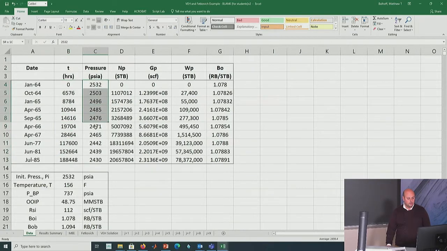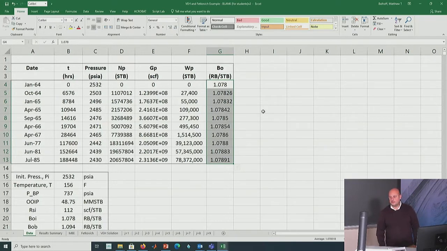The pressure is given. Again, that's most likely from pressure gauges and wells, maybe an average of different wells if there's more than one. And then we have the oil, gas, and water production as a function of time. And then we have the formation volume factor of the oil, which is a function of pressure, but pressure doesn't change much, so not surprisingly, BO doesn't change much either. So BO is a little bit greater than 1, as is usually the case, right? So it's about 1.078.